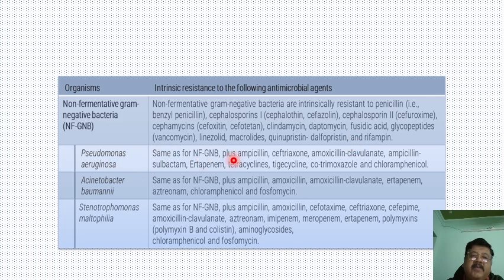Pseudomonas aeruginosa: same as non-fermentative gram-negative bacilli plus ampicillin, ceftriaxone, amoxicillin-clavulanic acid, ampicillin-sulbactam, ertapenem, tetracycline, tigecycline, cotrimoxazole, and chloramphenicol. Acinetobacter baumannii: same as NFGNB plus ampicillin, amoxicillin-clavulanate, ertapenem, aztreonam, chloramphenicol, and fosfomycin. Stenotrophomonas maltophilia: same as NFGNB plus ampicillin, amoxicillin, cefotaxime, ceftriaxone, cefepime, amoxiclav, aztreonam, imipenem, meropenem, ertapenem, polymyxin B, colistin, aminoglycosides, chloramphenicol, and fosfomycin.